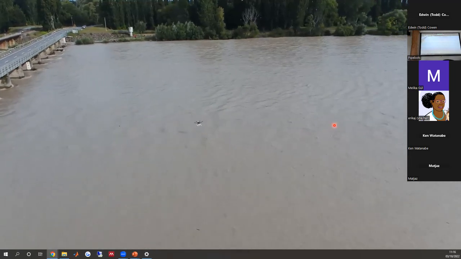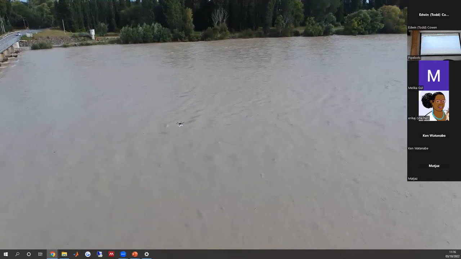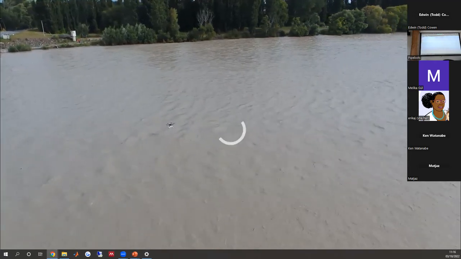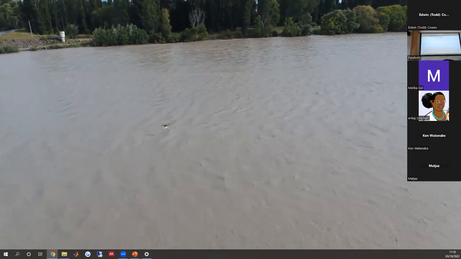Here we have a video of the ground penetrating radar unit flying in the Waimakariri River in New Zealand.